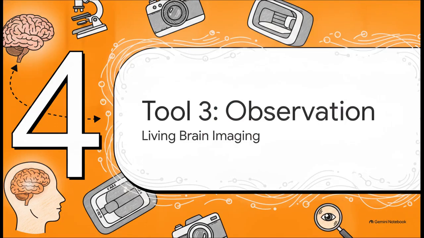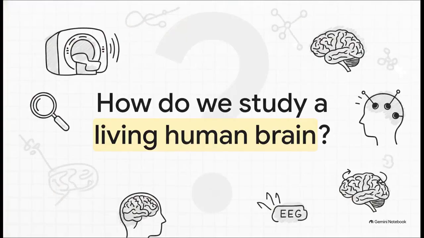Section 4. Tool 3. Observation. Imaging the living brain. Up to this point, we've mostly been talking about animal models and postmortem tissue. But obviously, we need to apply these concepts to humans, so we need Tool 3. I want to pose a question directly to you. How exactly do we study a living, thinking human brain that we cannot physically touch?